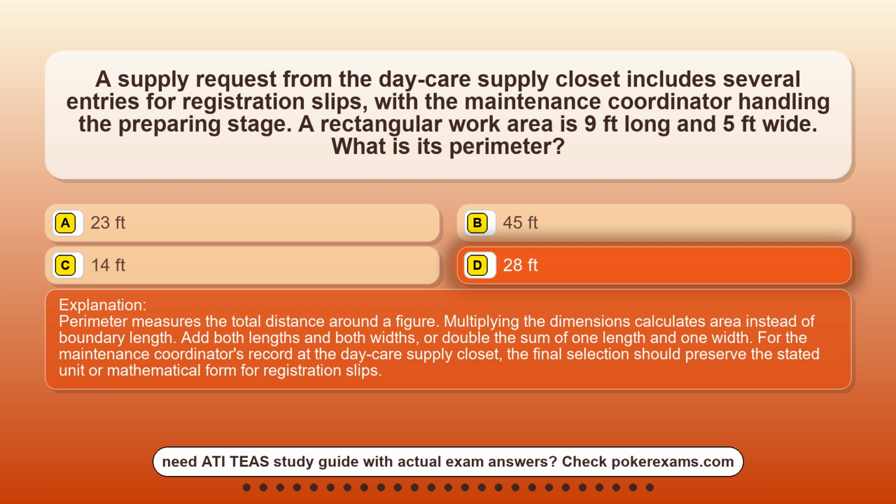Perimeter measures the total distance around a figure. Multiplying the dimensions calculates area instead of boundary length. Add both lengths and both widths, or double the sum of one length and one width. For the maintenance coordinator's record at the day-care supply closet, the final selection should preserve the stated unit or mathematical form for registration slips.